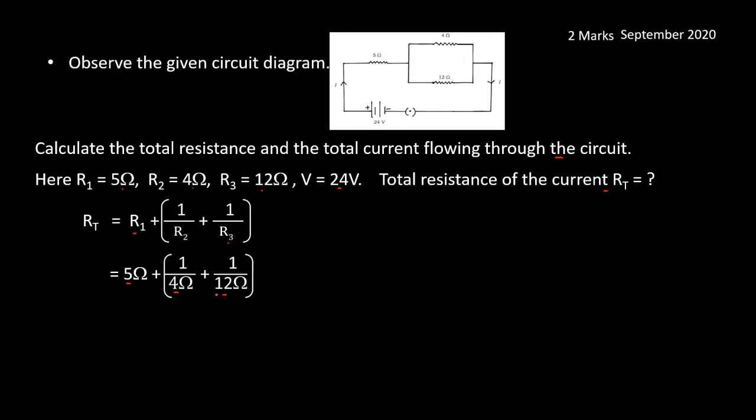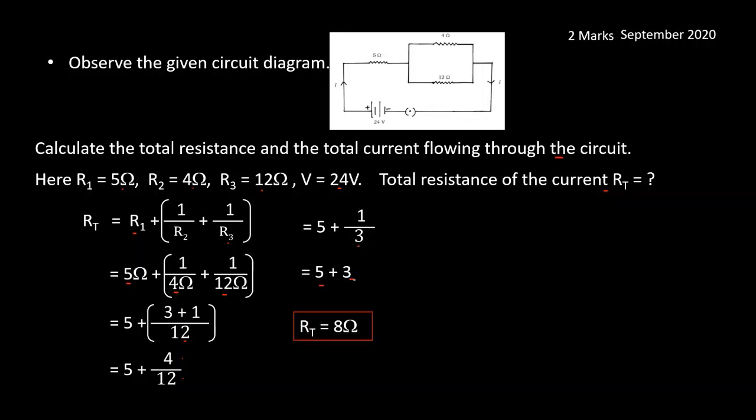Now write 5 as it is plus LCM of 4 and 12 is 12. So this can be written as 3 plus 1 divided by 12. 3 plus 1 is 4. When we divide 4 divided by 12, we get 1 by 3. Now we take the reciprocal of 1 by 3 and we write this as 5 plus 3, and 5 plus 3 is 8. Therefore, total resistance of the circuit is 8 ohm.